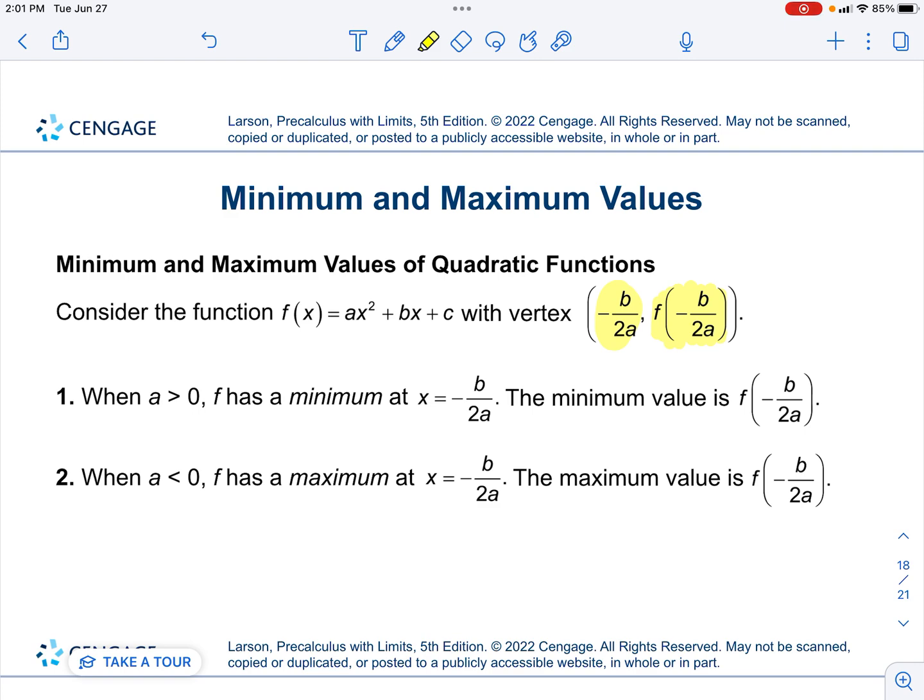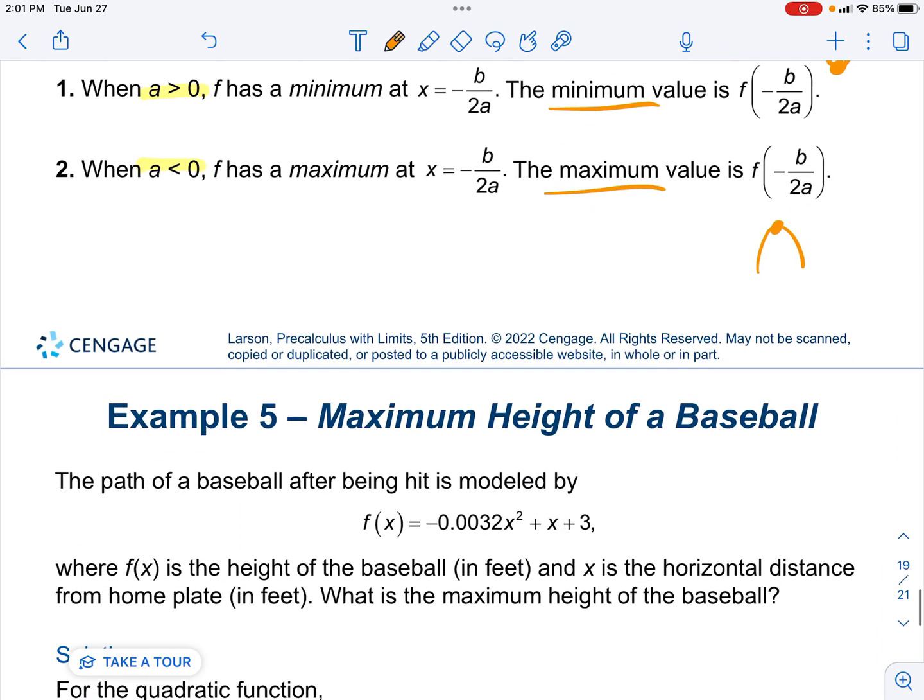If a is positive, your parabola is pointing up, then it's going to be a minimum value because it's at the bottom. If a is negative, then it's pointing down. It's going to be a maximum because it's at the top. Same process, just a difference between min or max.